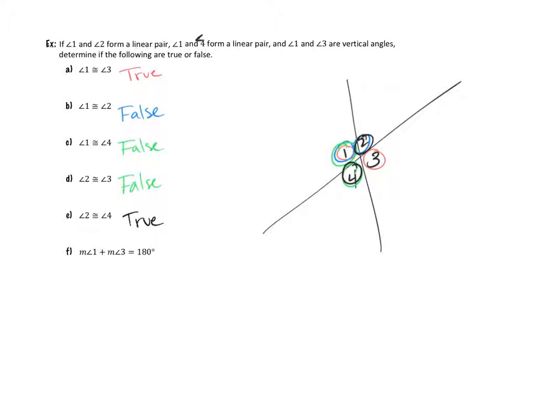Now, F, the measure of angle 1 and the measure of angle 3. They are vertical angles, so they are congruent, but we don't necessarily know what their measures are, so we can't say for sure if their measures add to be 180 degrees. So this is also a false statement.